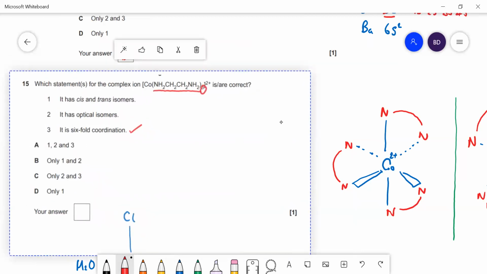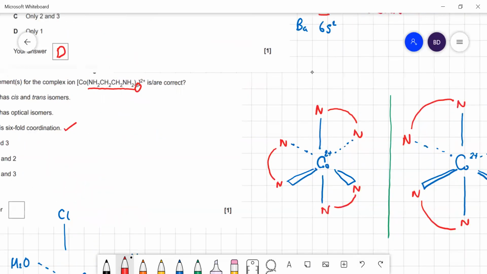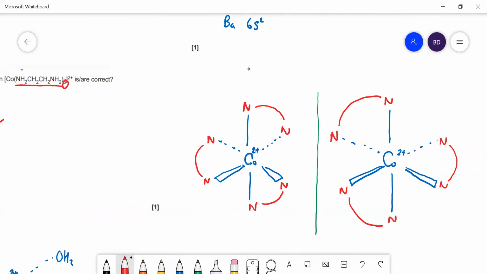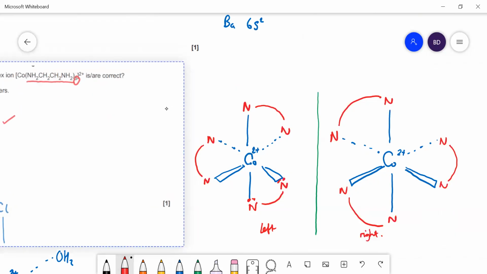This is one of the strange things about whenever you have bidentate ligands with this coordination of 6, you get optical isomers. There's 2 possibilities. I've just drawn the diaminoethane as that just to show the ends. Yeah, you can see each one forms 2 coordinate bonds, and this one on the left is the mirror image, non-superimposable mirror image of the one on the right. So they are optical isomers. So that is correct.